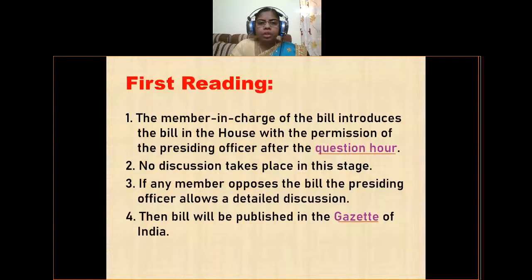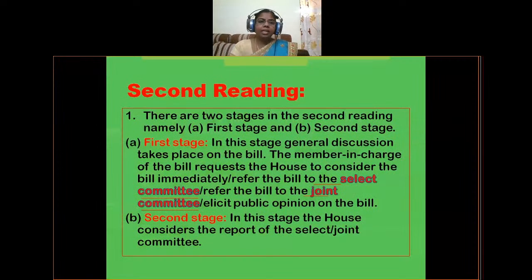Let us move to the second reading. Under the second reading, there are two stages, namely the first stage and the second stage. In the first stage, general discussion takes place on the bill. The member in charge of the bill requests the House to consider the bill immediately, or refer the bill to the select committee, or refer the bill to the joint committee, or elicit public opinion on the bill. So in the first stage of the second reading, the bill will be discussed in detail.